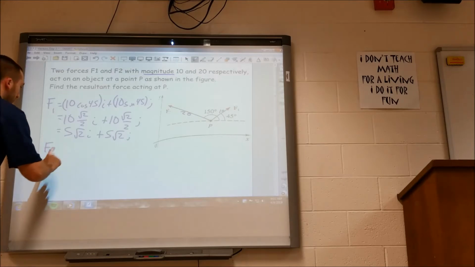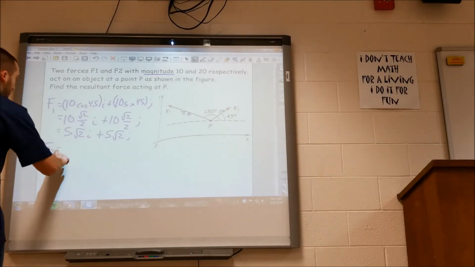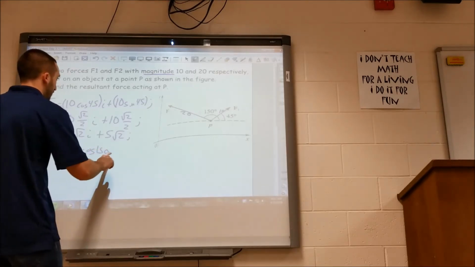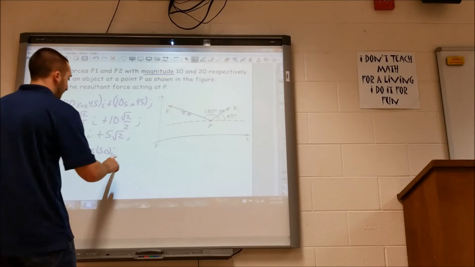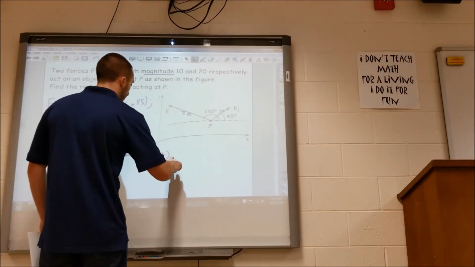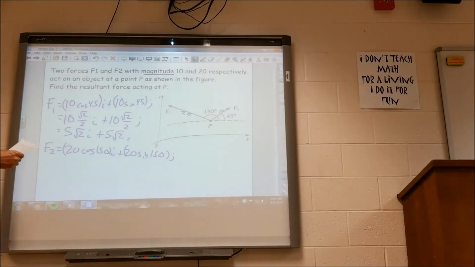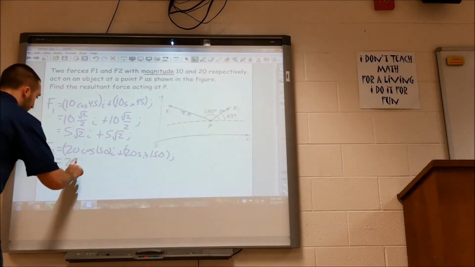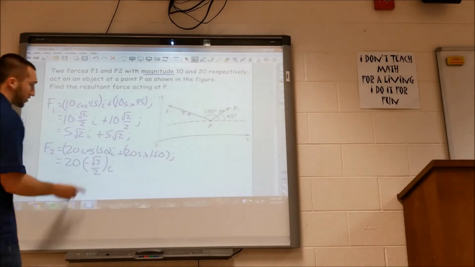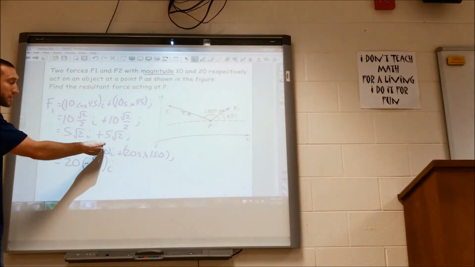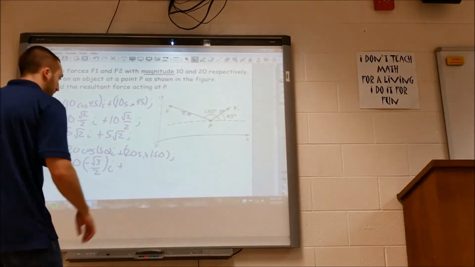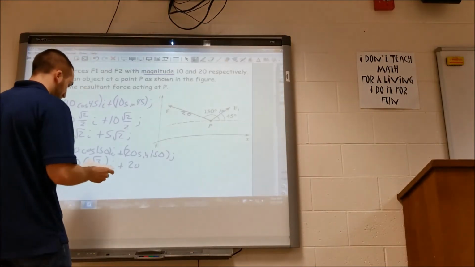Now F2, we do the same process, except it's going to be 20 cosine 150 degrees, which is our I component, and 20 sine 150 degrees, which is our J component. So we simplify this. That's going to be 20 times negative radical 3 over 2 I, because remember, cosine of 150 degrees is negative. Our x values are negative at 150 degrees. Plus 20 times 1/2 J.